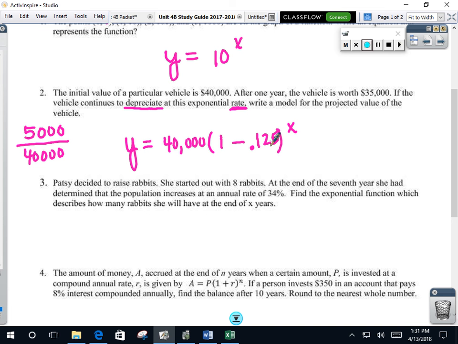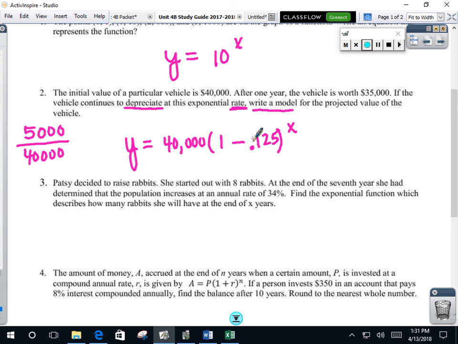They don't actually want you to give an answer, like they don't want you to tell how much it's worth now. They just want you to write a model, which is the same thing as creating the formula or the rule. Sometimes they use the word rule, sometimes they use the word model, sometimes they'll just say the formula.